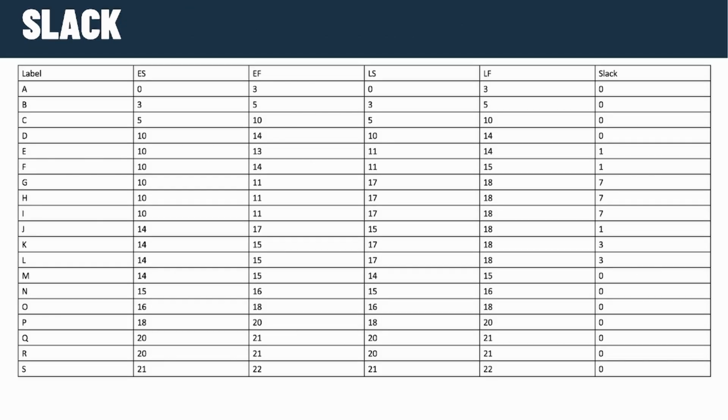Here we have a table showing all the activities and their earliest start, earliest finish, latest start, and latest finish, as well as the slack. The slack being the subtraction of earliest start from latest start, with the most slack we have being activities G, H, and I, with a slack of 7 weeks.